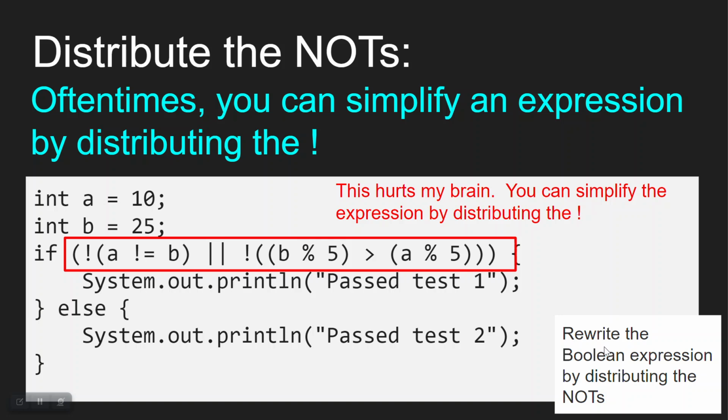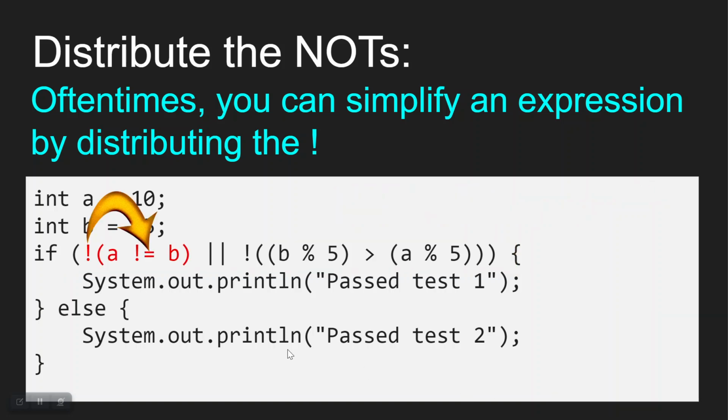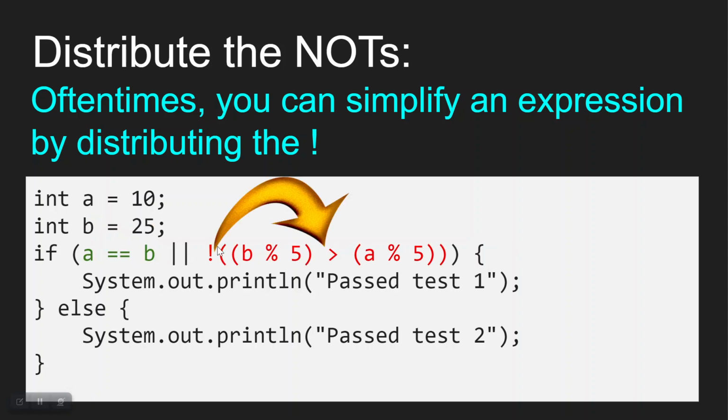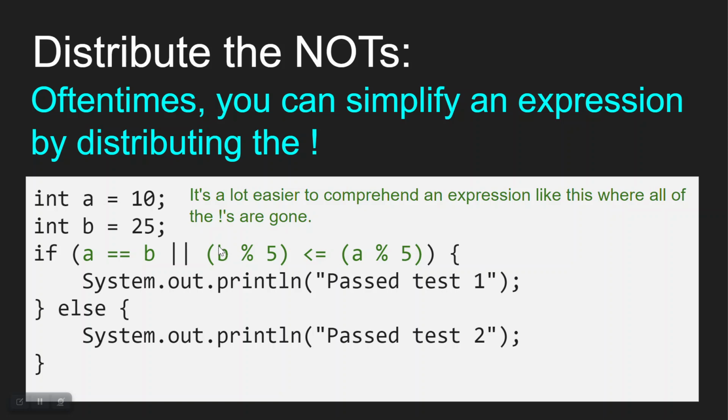So we would rewrite the Boolean expression by distributing the nots. We take this not and move it to the middle, then that means A is equal to B. And then again, I can take this not and I can move it to the middle of this one here, and I can go ahead and flip that sign. And now this is a lot easier for me to work with. It's a lot easier to comprehend an expression like this where all of the exclamation points are gone. So it's important to know that you can distribute those exclamation points. You can distribute the nots, and that's going to make things a little bit easier, usually.